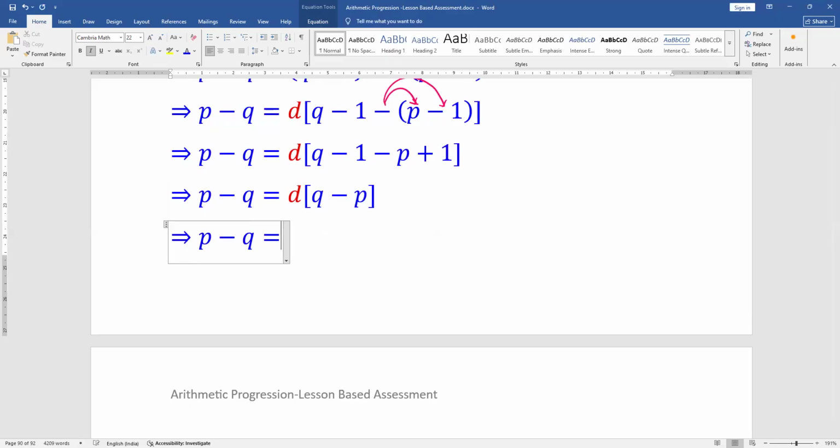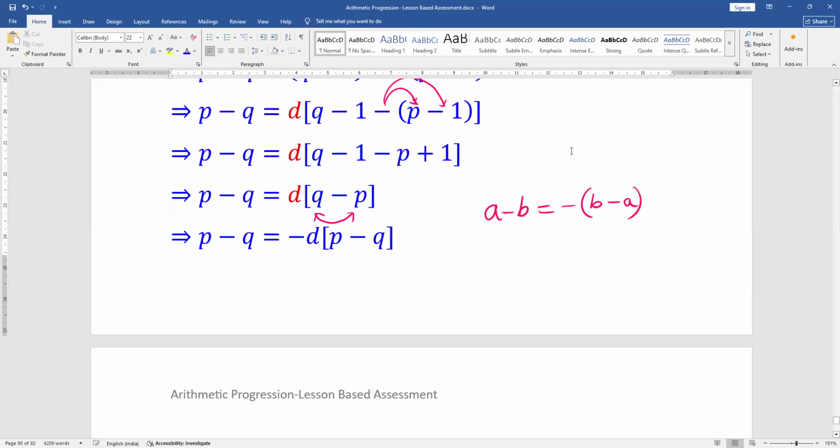Now I just make a small change. You interchange this Q and P. When I interchange, we are going to get the minus sign, so that plus D will become minus D. Minus D, bracket open, P minus Q, bracket close. The concept is that A minus B can be written as minus of B minus A. This is the concept you are going to use. So Q minus P can be written as minus of P minus Q, so that's why I wrote the minus sign outside.